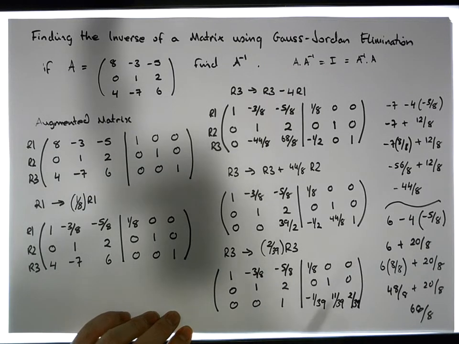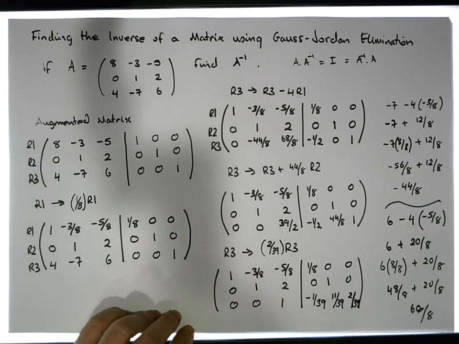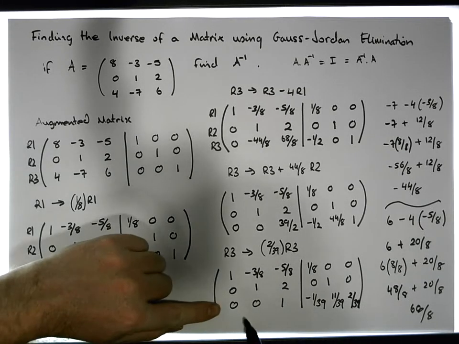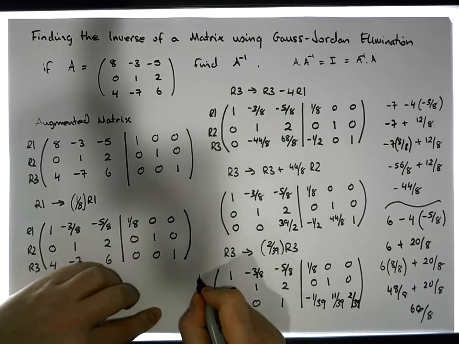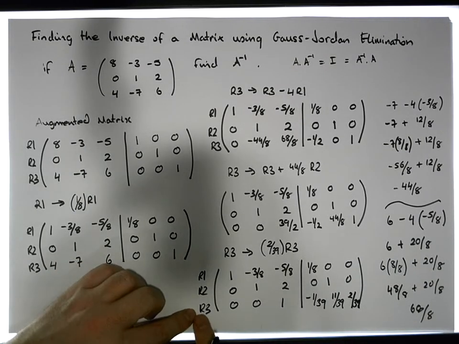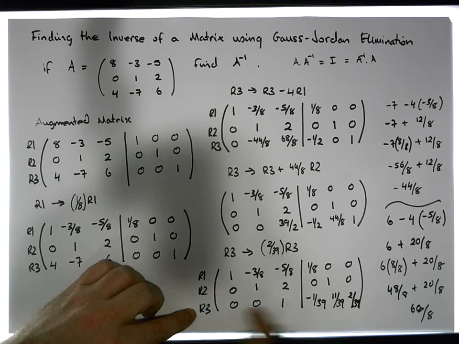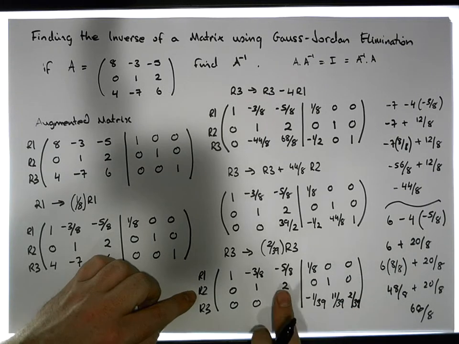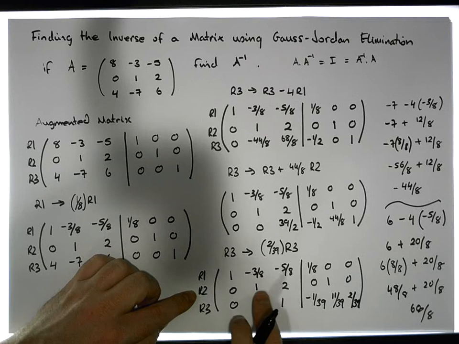I'm going to start with this value here as a 2, and I'm going to convert that to a 0. How am I going to do that? Well, if I take row 3, this is row 1, row 2, row 3, and take 2 times row 3 away from row 2, this will become a 0. And these two values will be unaffected because I'll be subtracting a 0 from them, which won't change them.